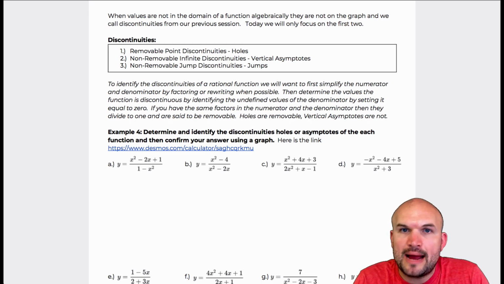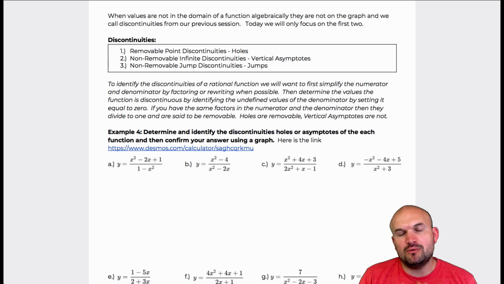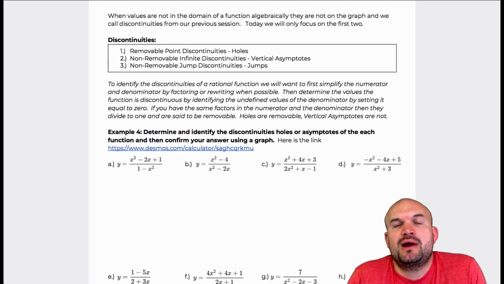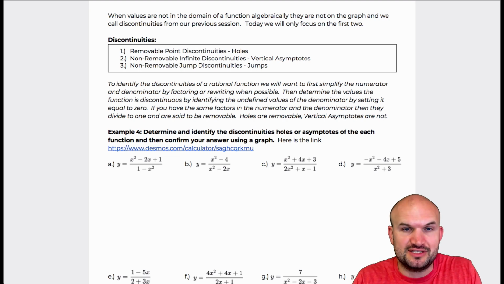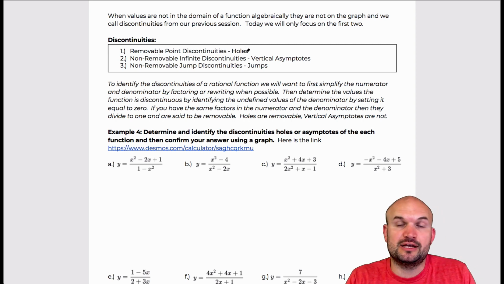Okay, so let's wrap up this lesson by talking about discontinuities. And what we've talked about previously when looking at functions is that discontinuities are breaks in the graph. And there are three basic discontinuities that we are going to discuss. The first one is removable point discontinuities, which is basically going to be holes.